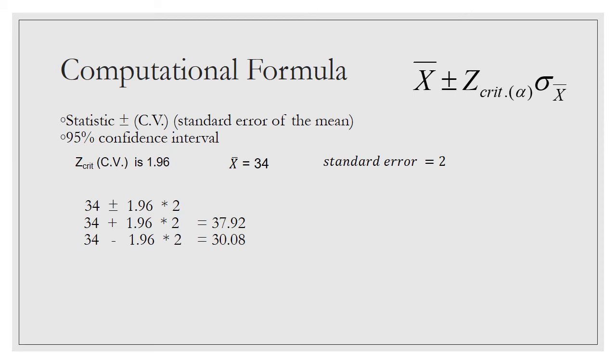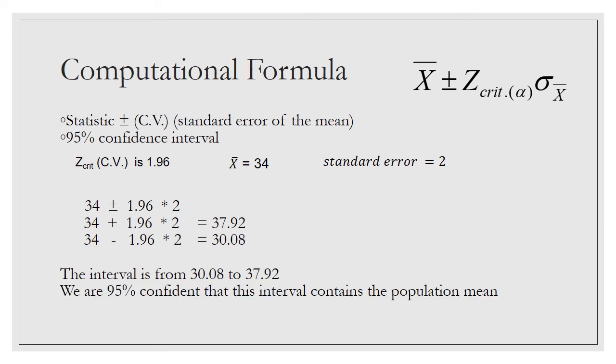So we can approximately think about this as 34 plus or minus 2 times 2, the critical value times the standard error. The standard error just happens to be 2 this time. It could be another value if we had a different sample. So we can see that just approximately, our interval goes from almost 30 to almost 38. What we would say about that interval, now that we've calculated it, is that we have an interval of 30.08 to 37.92. We are 95% confident that this interval contains the population mean.